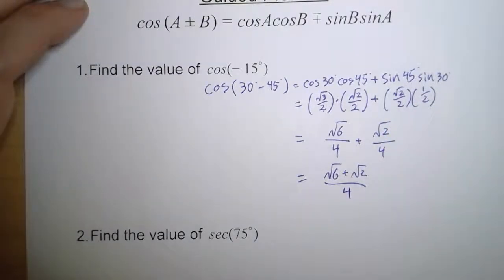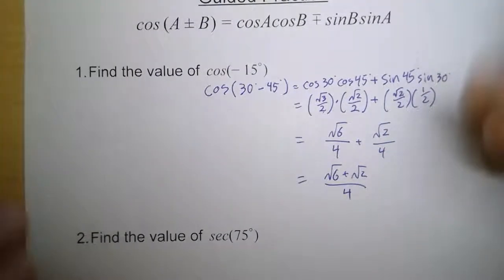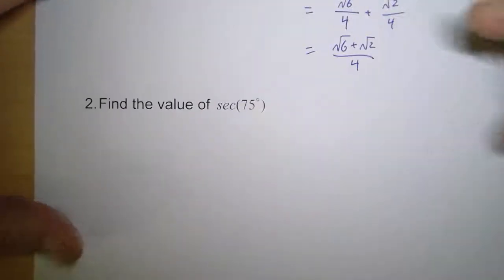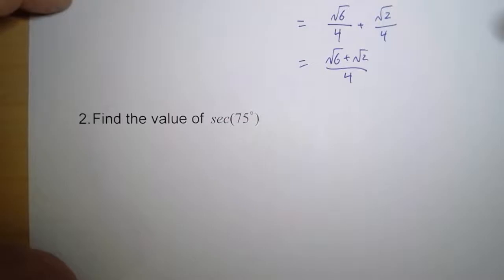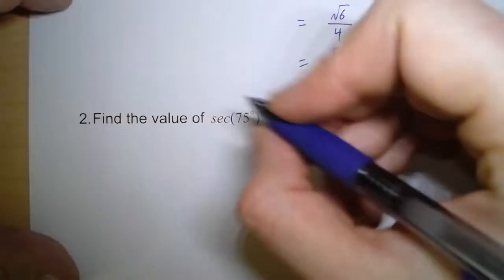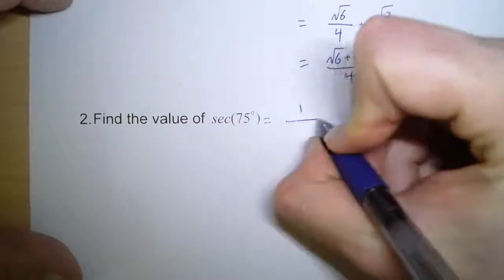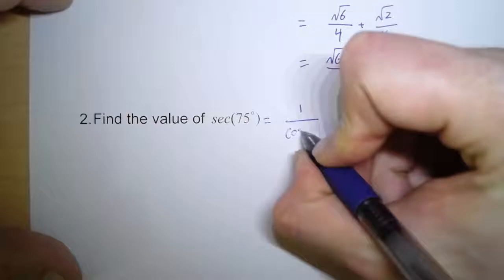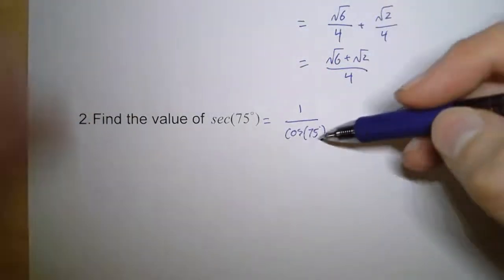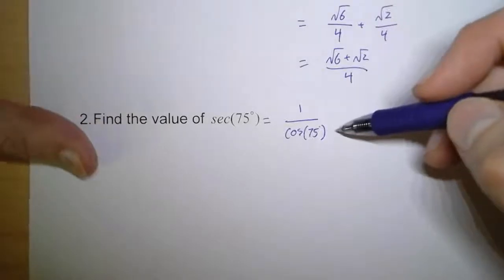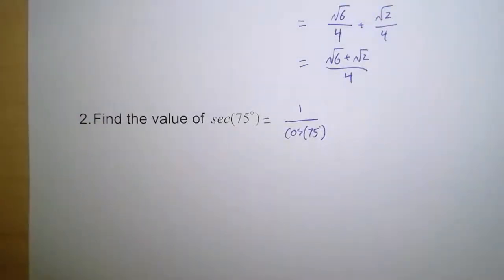All right. So with number 2, here we want to find secant of 75 degrees. Now, we don't have a sum difference identity for secant, but what we recognize is that secant is the reciprocal of cosine. So we can find what cosine of 75 degrees is, and then from there, we can figure out what secant of that is.